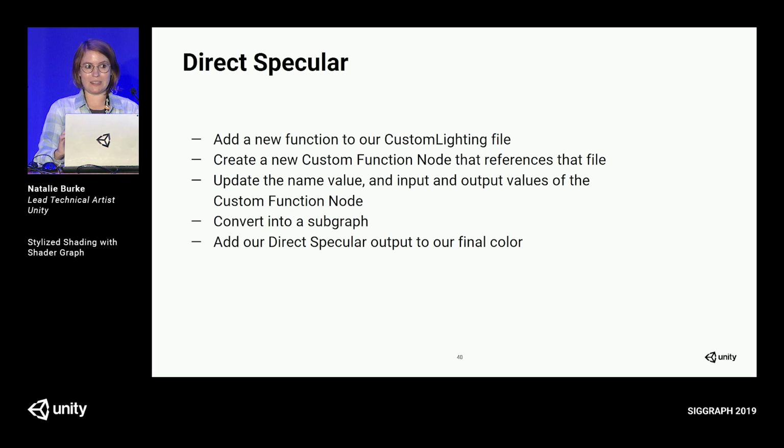And this workflow is exactly the same as what we just went through, so let's just review. You want to add a new function to your custom lighting file, and that function would then be the one that calculates the specular. So you create a new custom function node, reference your file, fill out the values, so the name, the input, the output, convert to a subgraph, give it that nice name so it's searchable and easy to reuse, and then use it. So for specular, we just want to add that result directly to our final color.